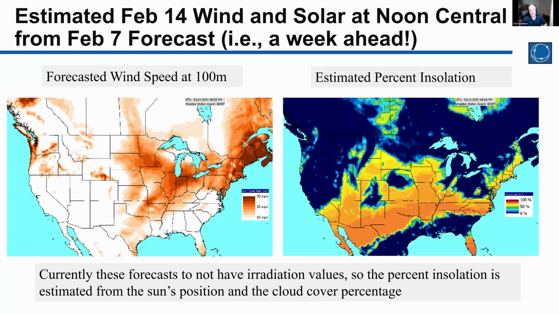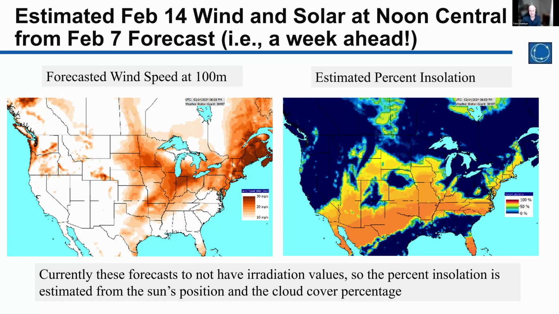Here's an example of what the forecasted winds were for February 14th and the forecasted solar at noon. This was made 7 days ahead, so I don't know how accurate they are. I guess I could look out the window to see how accurate they are on the cloud cover. We're just using standard forecasts. We're of course not forecasting anything ourselves. We're just getting the data from the NOAA site. So the forecasts are as good as any forecast.